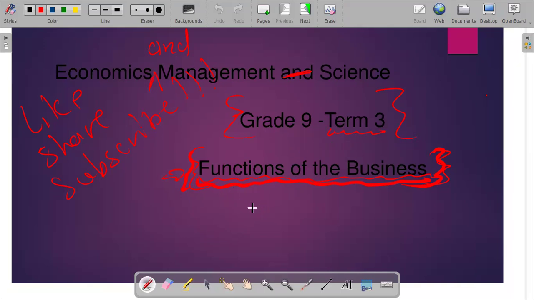And right now, if you remember, we did the first part where we were talking about entrepreneurship, the definition of entrepreneurship and the key elements, or rather the key points. And then we're heading into the functions of the business. So this is part 2 of the functions of the business.